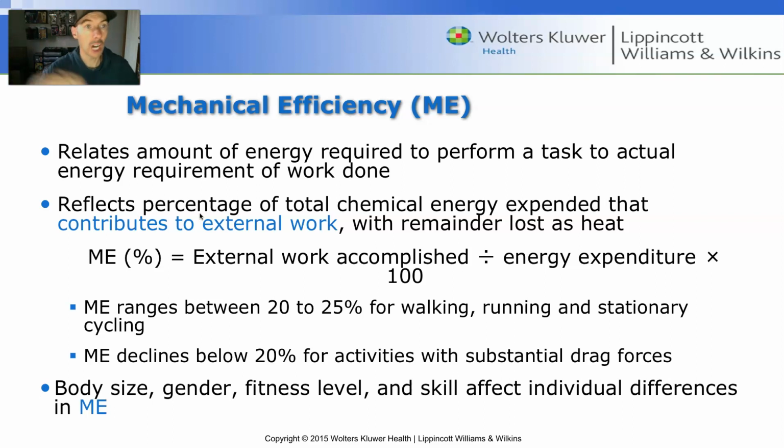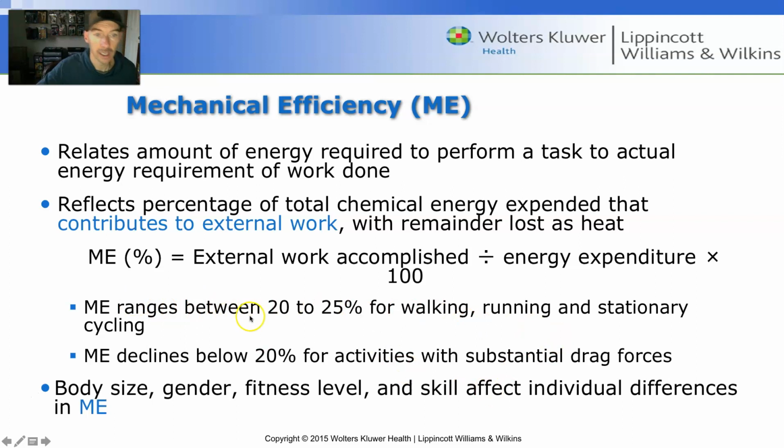And as we're recovering from exercise, part of that recovery process is getting rid of all that heat that accumulated in our body as a result of using ATP, okay? So in general, we say that in terms of mechanical efficiency, only about 25% of the energy that is liberated from ATP directly goes towards the production of work. And by work, I mean walking, running, or stationary cycling.